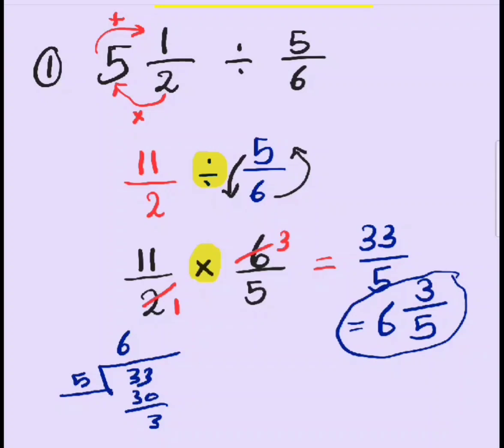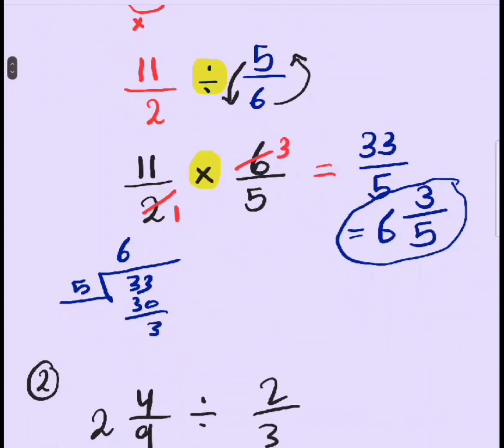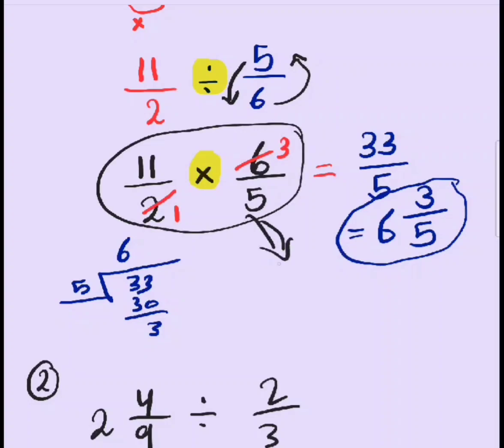Now I do want to show you if we did not use cancellation, what would happen. So let me rewrite the problem. There we go. So we would do 11 times 6 is 66. 2 times 5 is 10. Then we would convert to a mixed number. So how many whole groups of 10 out of 66? Well, 6, that gets us to 60. So we have 6 left over, remainder of 6, and we keep our denominator of 10 the same.